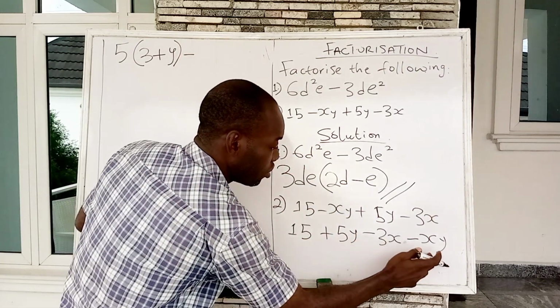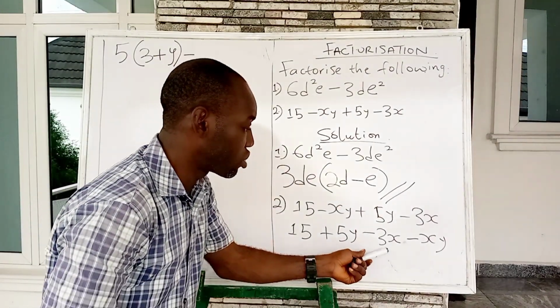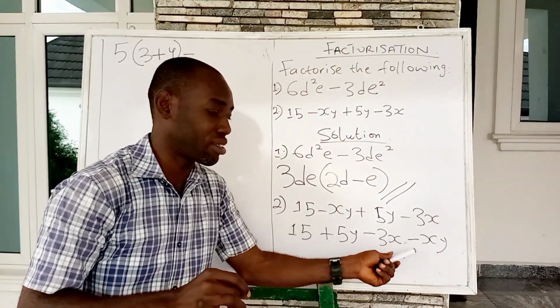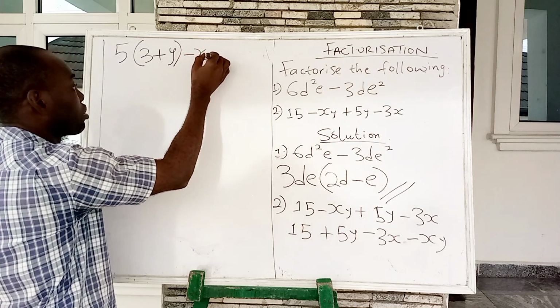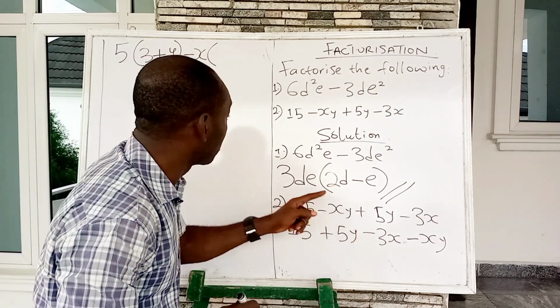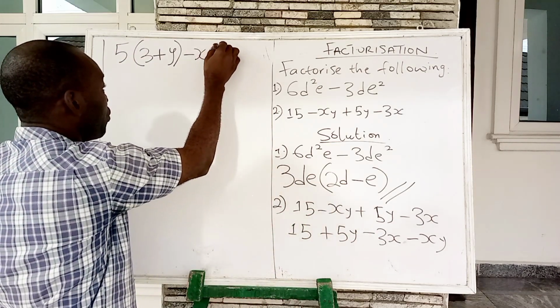Then you check for the common factor between these two terms: 3x, minus 3x, yes, minus xy. The common factor between both of them is what? It is x. There's x here, there's x here. So x is the common factor. You write the common factor out, you open your bracket. Now use the x to divide into this: minus x divided into minus 3x gives you 3 remaining.